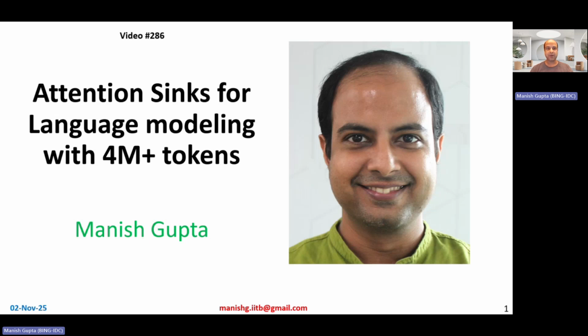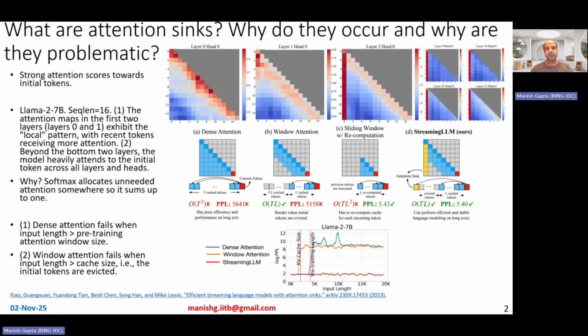These days, large language models brag about being able to handle very long sequences. How do they handle them, right? So what is this concept of attention sinks? Let's talk about what attention sinks are, why they even occur, and why they are problematic.